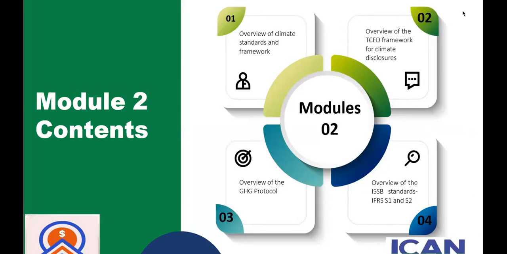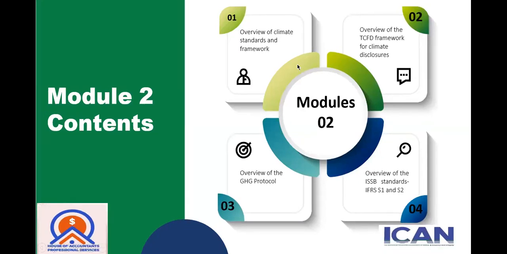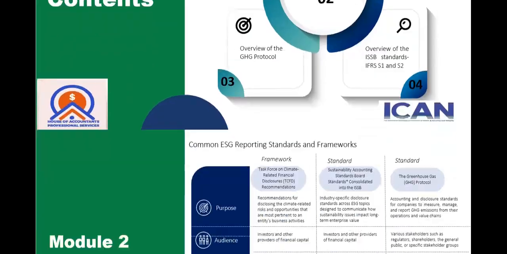Now we are in module 2. What is module 2 talking about? Overview of climate standards and frameworks. So we are going to be looking at standards that actually talk about climate change. Then we are also going to be looking at an overview of the TCFD framework for climate disclosure. We are also going to be looking at an overview of the Greenhouse Gas Protocol. Then after that, we are also going to be looking at an overview of the ISSB standards, that is IFRS S1 and S2. Okay, so let's take it step by step.